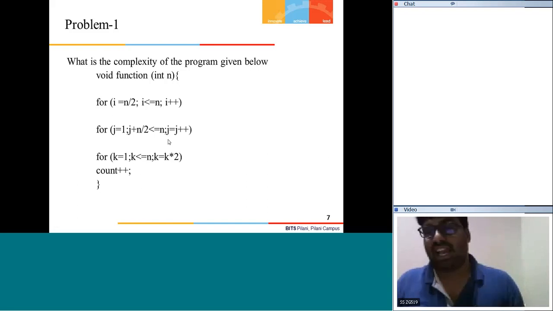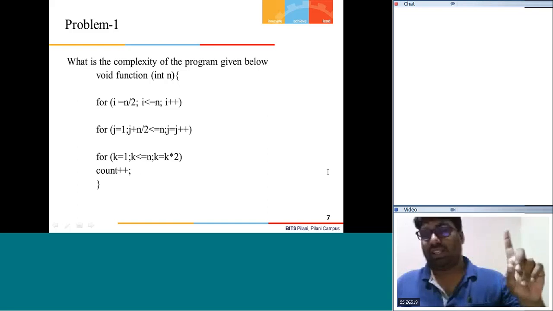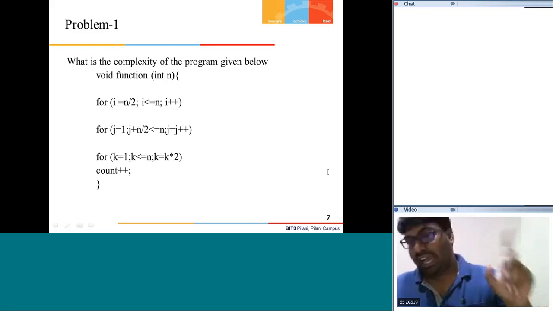Someone has given me the answer as order of n square, someone has given n square log n, someone has given n cube, someone has given n by 2 plus n by 2 log n. Okay, great, I'm getting good answers. So let us look at what the answers are and then we will have a discussion.